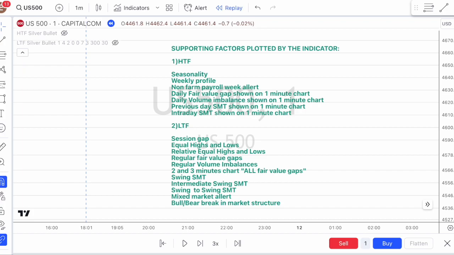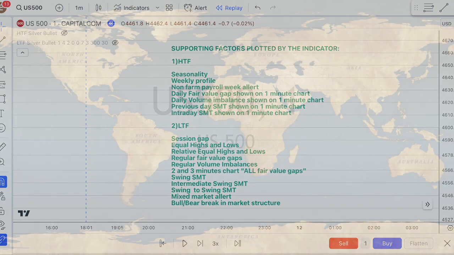From the intraday time frame we have session gap, equal highs and lows, relative equal highs and lows, regular fair value gaps, regular volume imbalances, 2 and 3 minutes chart, all fair value gaps, swing SMT, intermediate swing SMT, swing to swing SMT, mixed market alert, bull or bear break in market structure. All this can be a big help when navigating the 1-minute chart.